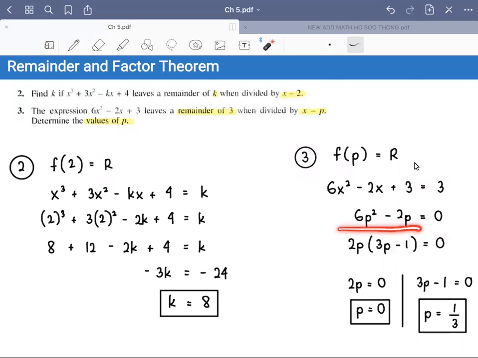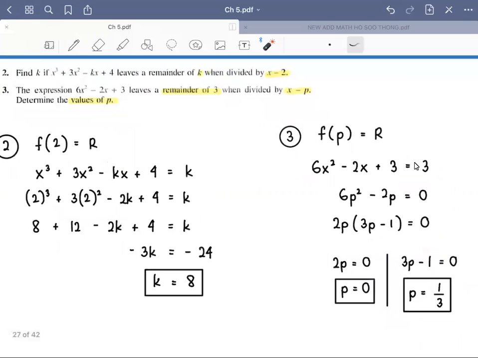So you basically just need to find the common factor, which is 2p, because 6 and 2 is divisible by 2, HCF. And then we have p squared and p. So your common factor is 2p, right? So 6p squared divided by 2p, you'll get 3p. And then minus 2p divided by 2p is minus 1. All right, and that equals 0. So therefore, here are your two factors. So once here, 2p is equal to 0, and then 3p minus 1 equals to 0. So therefore, the values of p are 0 and 1/3.